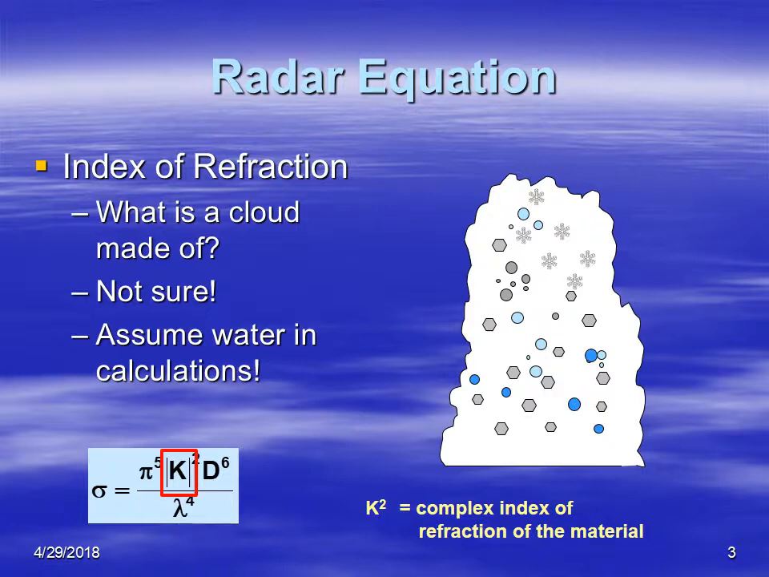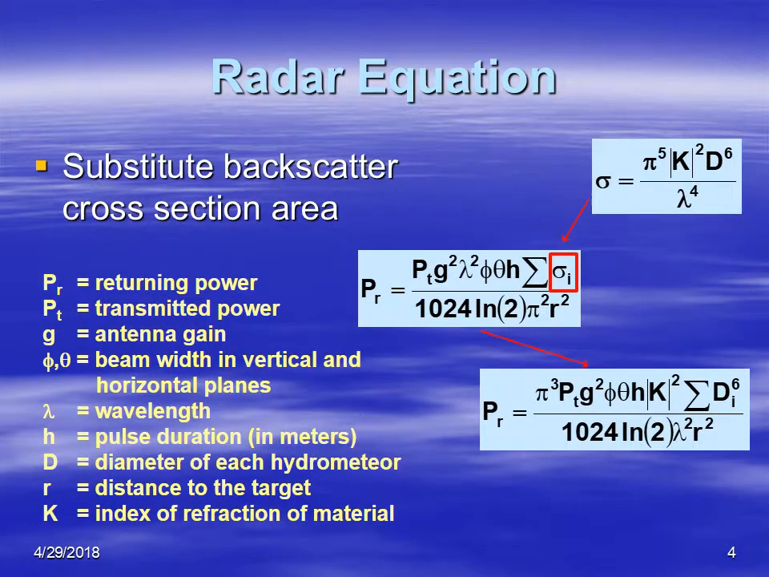Also, we said that since this is Rayleigh scattering, we've got to use the equation that deals with Rayleigh scattering, and that has an index of refraction. We said that we really don't know what the cloud is made of, if it's ice crystals or water droplets or a mix. So we're going to assume that it's all water and use the index of refraction for water, keeping that in mind whenever we look at our values for the radar. So based on that, we're going to take the equation for backscatter cross-section area for the Rayleigh scattering regime, put that into our big, mean, nasty radar equation, and this is what we have.